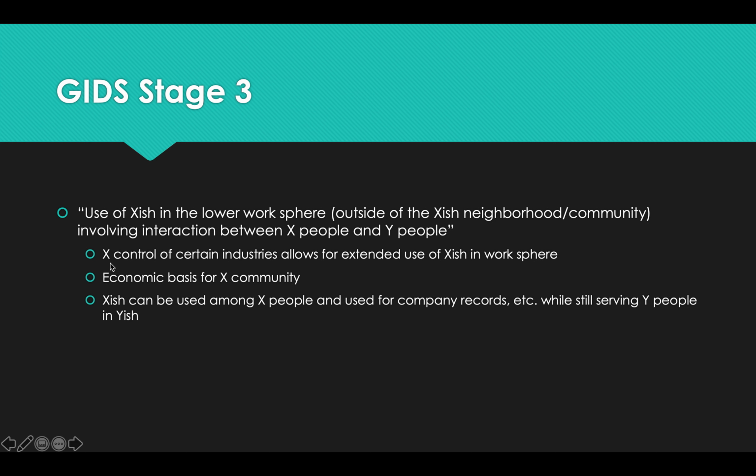So X has control of certain industries and allows for extended use of X in the work sphere. What that means is the minority language has enough speakers that in certain workplaces and certain industries, it allows for extended use in what they do. And that also means that there is an economic base for this endangered language in their community. That there is an economic reason why people can use this language, because they know they can work and have a certain career in this language.